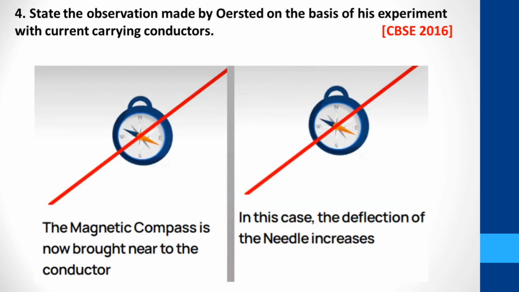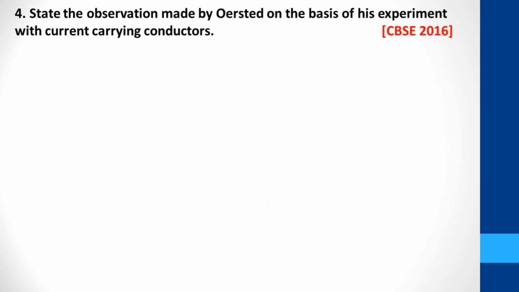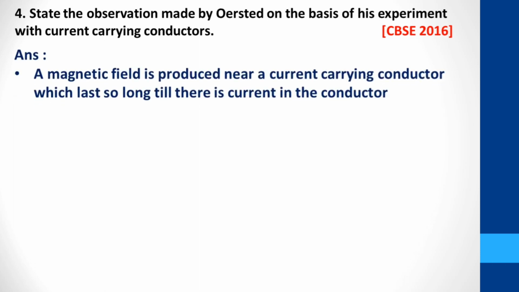He also observed that when the magnetic compass was brought near to the conductor, the deflection of the needle increased, and when the magnetic compass needle was taken away from the conductor, the deflection of the needle decreased. The deflection in the needle was also seen to increase when there was an increase in the magnitude of the current. So now let's summarize the observations made by Oersted in his experiment.